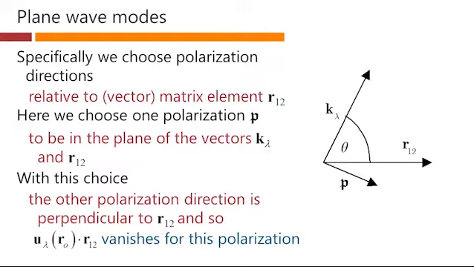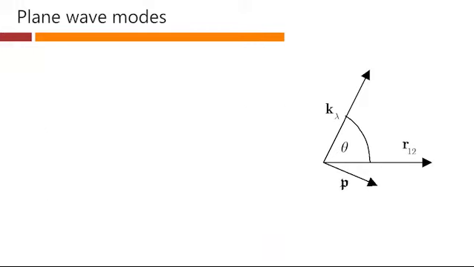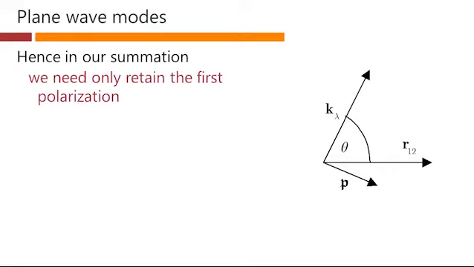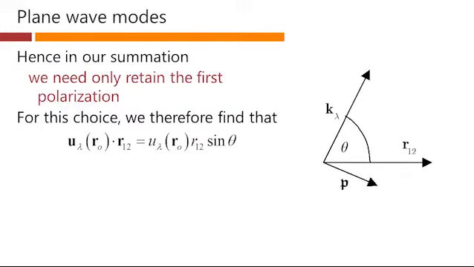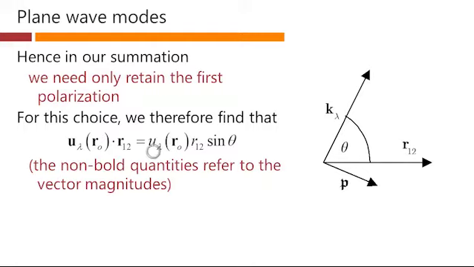And so, in that case, this vector dot product vanishes entirely for this other polarization. That is, for the other polarization we could have for the light field, there's absolutely no interaction of that polarization with this R1,2 matrix element. Hence, in our summation, we need now only retain the first polarization direction we thought of, this one. For this choice, we therefore find that this dot product of the electromagnetic mode form with the vector matrix element R1,2 just reduces to this form, where these non-bold quantities here are just the magnitudes of these vectors, and we have a sine theta, which is the angle between the propagation direction and this vector R1,2 we got out of our matrix element.